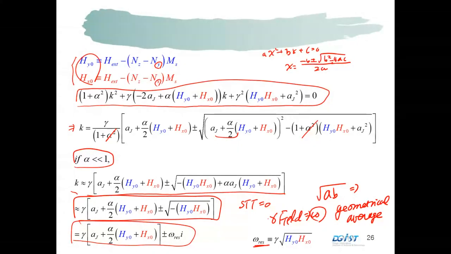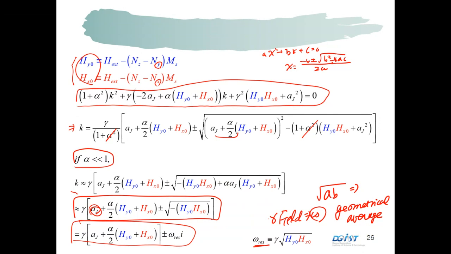Oh, sorry. We didn't assume the STT is 0. Sorry. We have an STT here. But we ignore this term because the AJ is small and alpha is small. So we can say this term is approximately second order. So we can ignore this term.